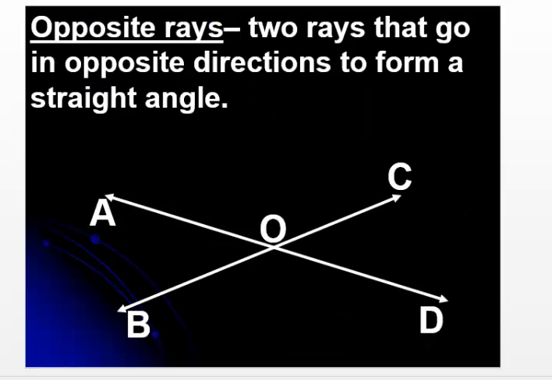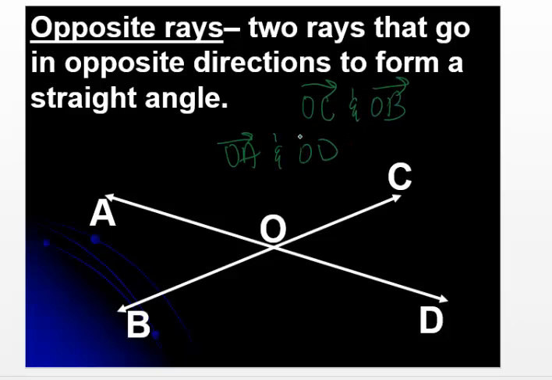The next thing we're going to talk about again, and you've seen this definition before, is opposite rays. And those are rays that go in opposite directions to form a straight angle. So there are two sets of opposite rays here. Ray OC and ray OB. Those are opposite rays. Notice how they form that straight line of BC. And then another pair would be OA and OD. Those form the line AB or AD.